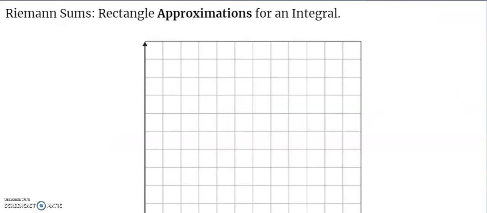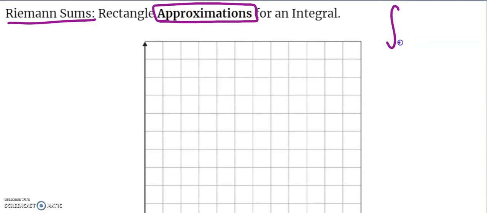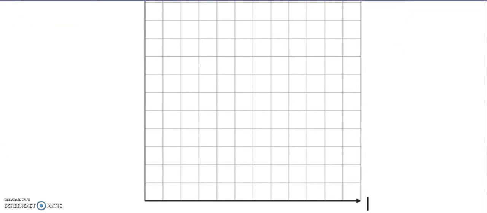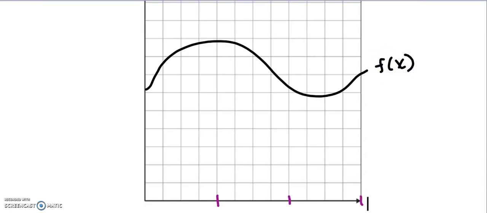Okay, Riemann sums. Remember, a Riemann sum is a rectangular approximation for an integral. So if we don't have the ability to find the integral from, let's say, 0 to 3 of f of x dx, we can use rectangles to approximate. So I just have a blank coordinate grid here. I'm going to draw a couple different ideas. Here I'm going to have, we'll go with this. Cool. And I'm going to go, this is 1, 2, 3. So if I wanted to estimate the area underneath f of x, I could use rectangles.